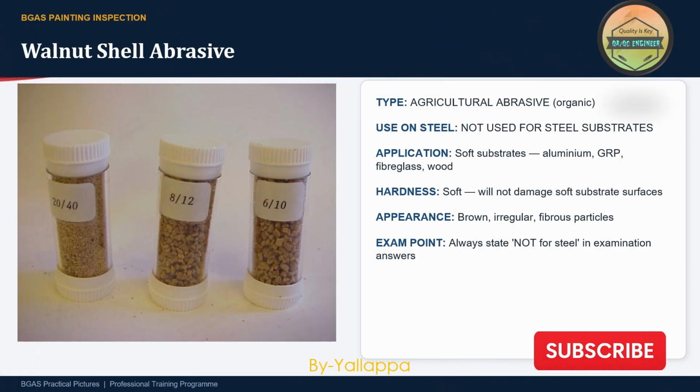This slide shows walnut shell abrasive. Walnut shell is classified as an organic abrasive. Unlike metallic abrasives, walnut shell is used on delicate surfaces that could be damaged by aggressive blasting. Typical applications include fiberglass, aluminum, wood, and composite materials. A key examination point: walnut shell is generally not suitable for heavy steel surface preparation.